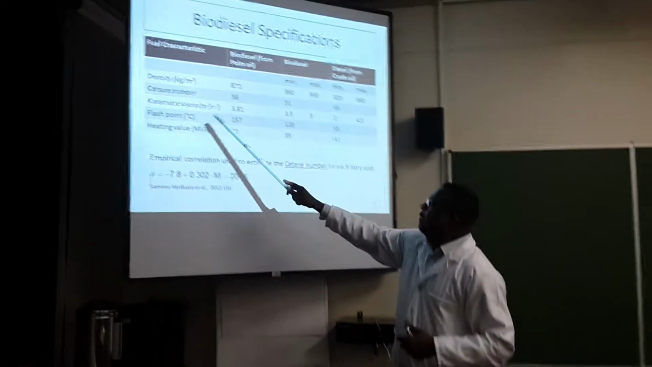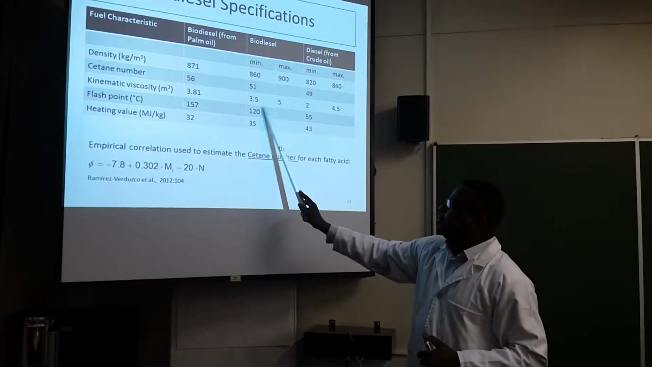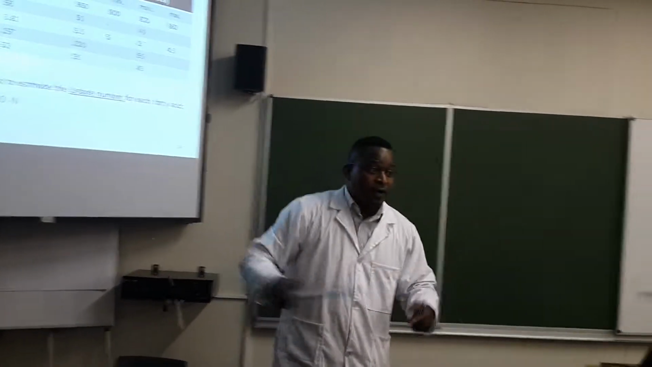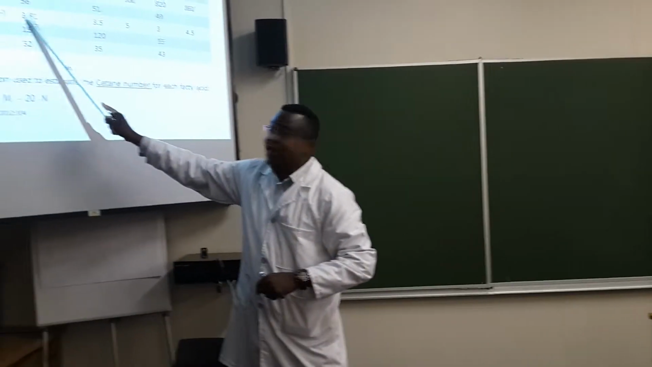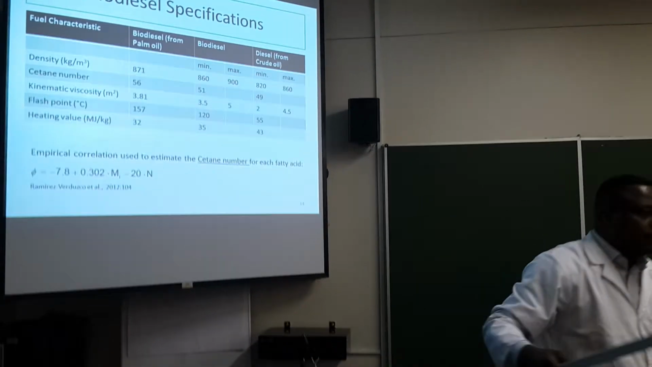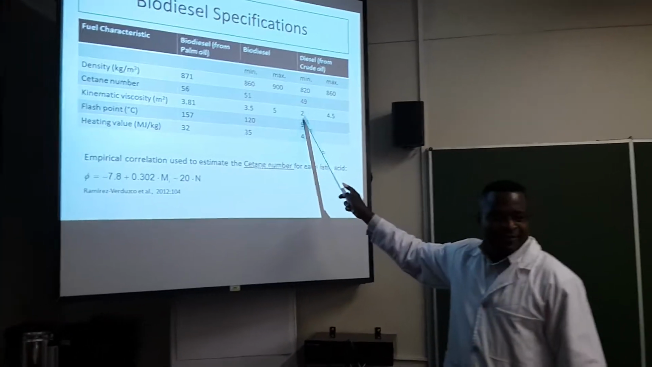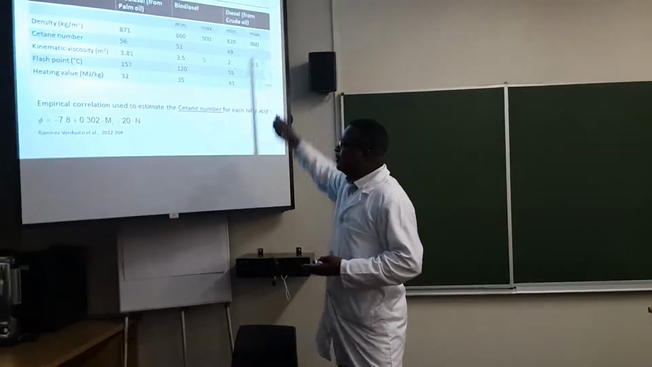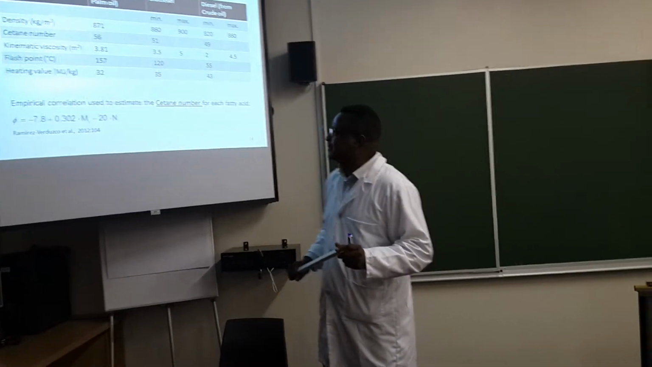When it comes to the viscosity, the range is supposed to be between 3.5 and 5. Ours was 3.81. What does it mean? It's falling within the range. But the current one, the diesel from crude oil, is not falling in between. Okay? But for the standards, for the fossil diesel, it is good.